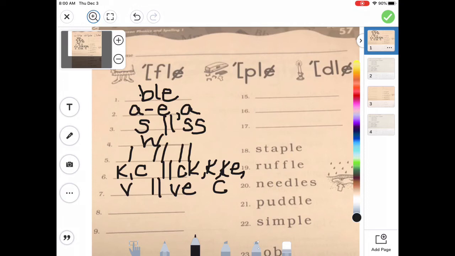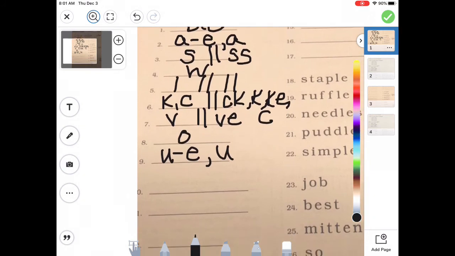All right, what about the sound? That's right, it's short O, just O. What about U? That's right, U consonant E, and then also U. Very good. So those are the ways that we can spell those sounds. All right, we're going to move it down just a little bit.